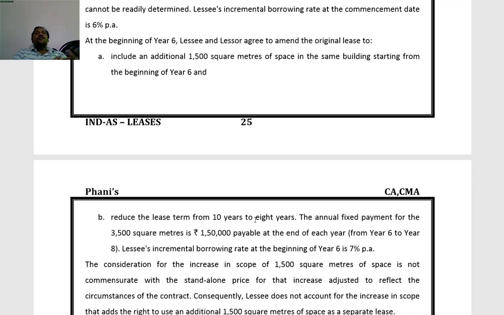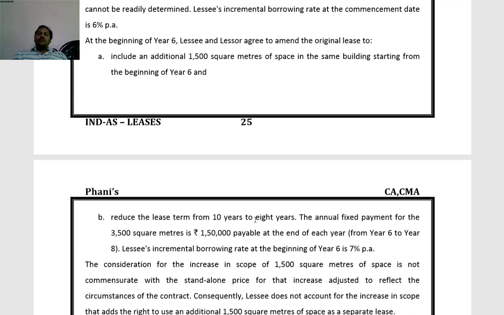First, starting with the initial liability, we'll prepare a schedule for lease liability, and we can arrive at a balance of liability at the end of the fifth year or at the beginning of the sixth year. Now, two types of modifications are there. One is additional space is included, and lease rent is increasing. The other modification is lease term is reduced.